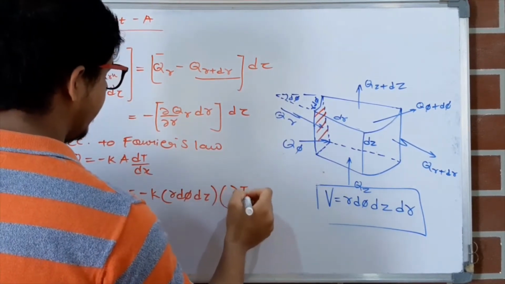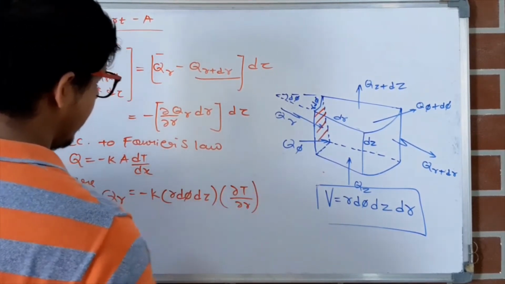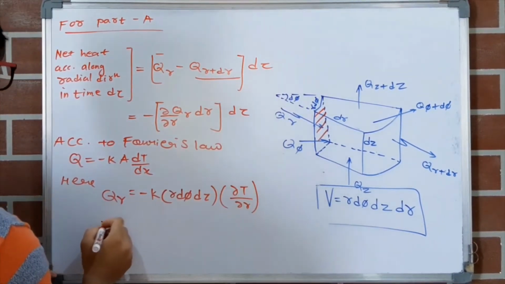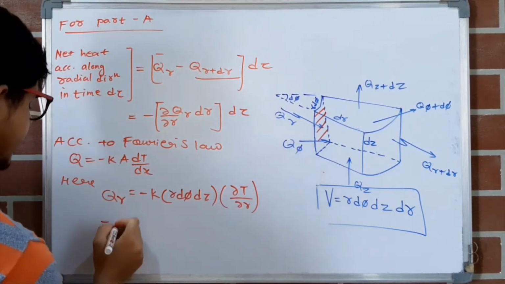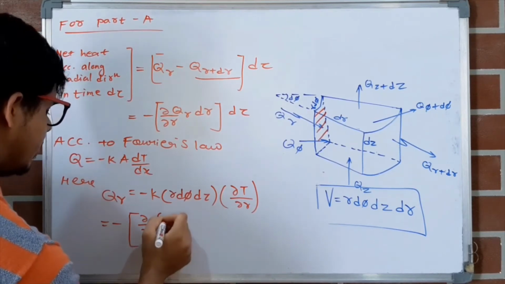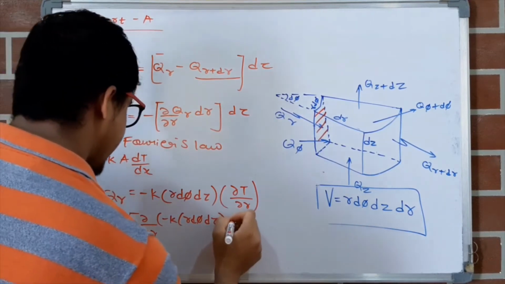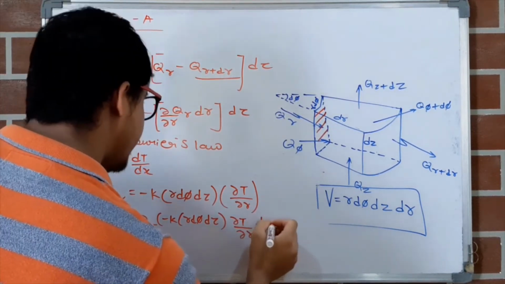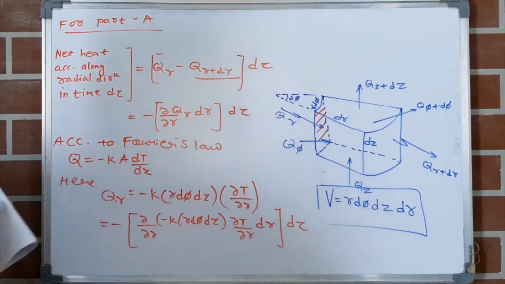And here we have more than one variable, so we will write ∂T by ∂r. So we will substitute this equation in the above. We will get the net heat accumulated along the radial direction in time dτ, which equals minus of ∂/∂r of minus k into r dφ dz into ∂T by ∂r into dr and dτ. So this minus minus gets plus.